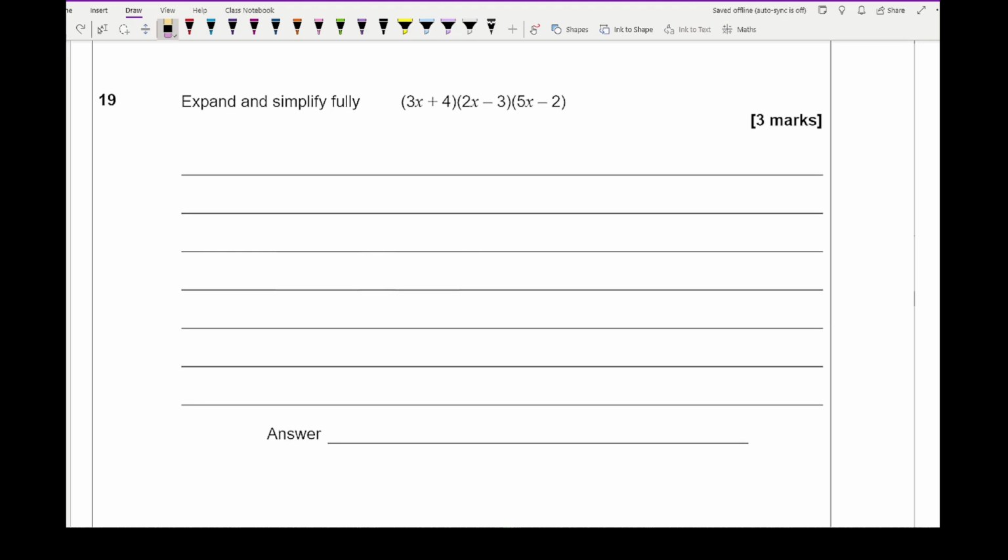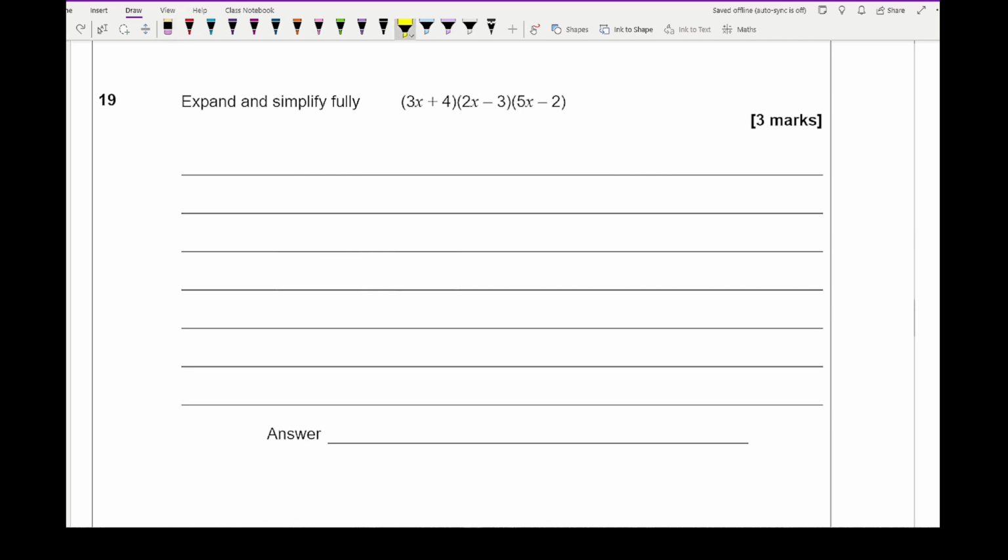Now moving on to question 19, it says expand and simplify fully 3x plus 4, 2x minus 3 and 5x minus 2. And this is for 3 marks. Your method for this might be different to what I'm going to go through, so as long as your final answer is the same as mine, then you should be good for those 3 marks.